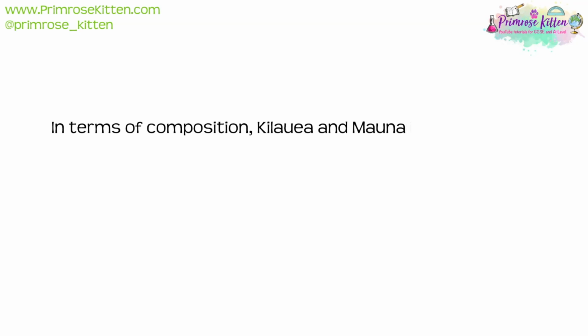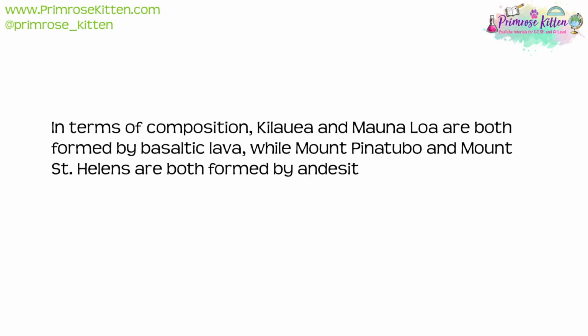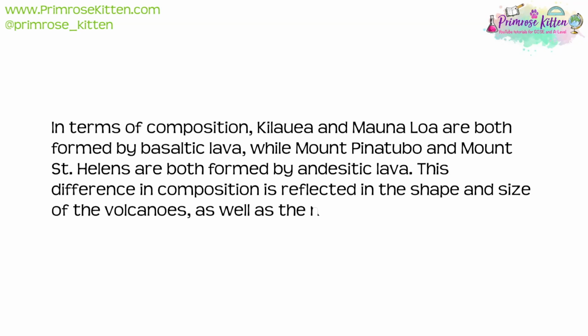In terms of composition, Kilauea and Mauna Loa are both formed by basaltic lava, while Mount Pinatubo and Mount St. Helens are both formed by andesitic lava. This difference in composition is reflected in the shape and size of the volcanoes, as well as the nature of their eruptions.